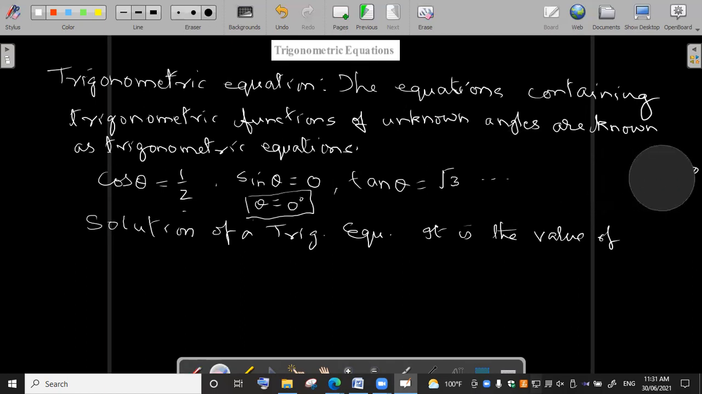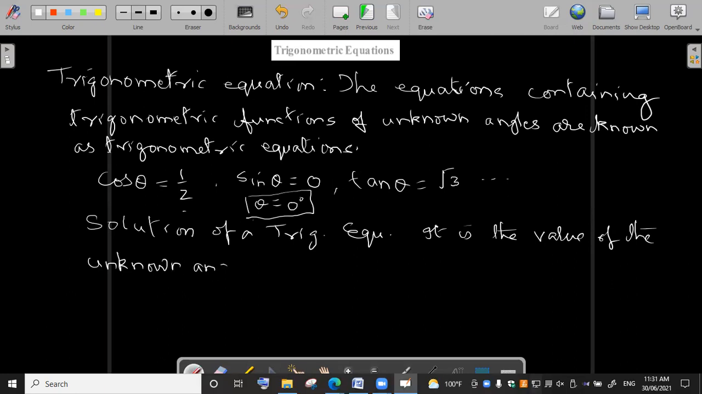Similarly here, instead of x, y, we have unknown angles. So we are solving for the unknown angles. That value will be the solution of the given trigonometrical equation. The value of the unknown angle that satisfies the equation. Obviously, that satisfies the equation.